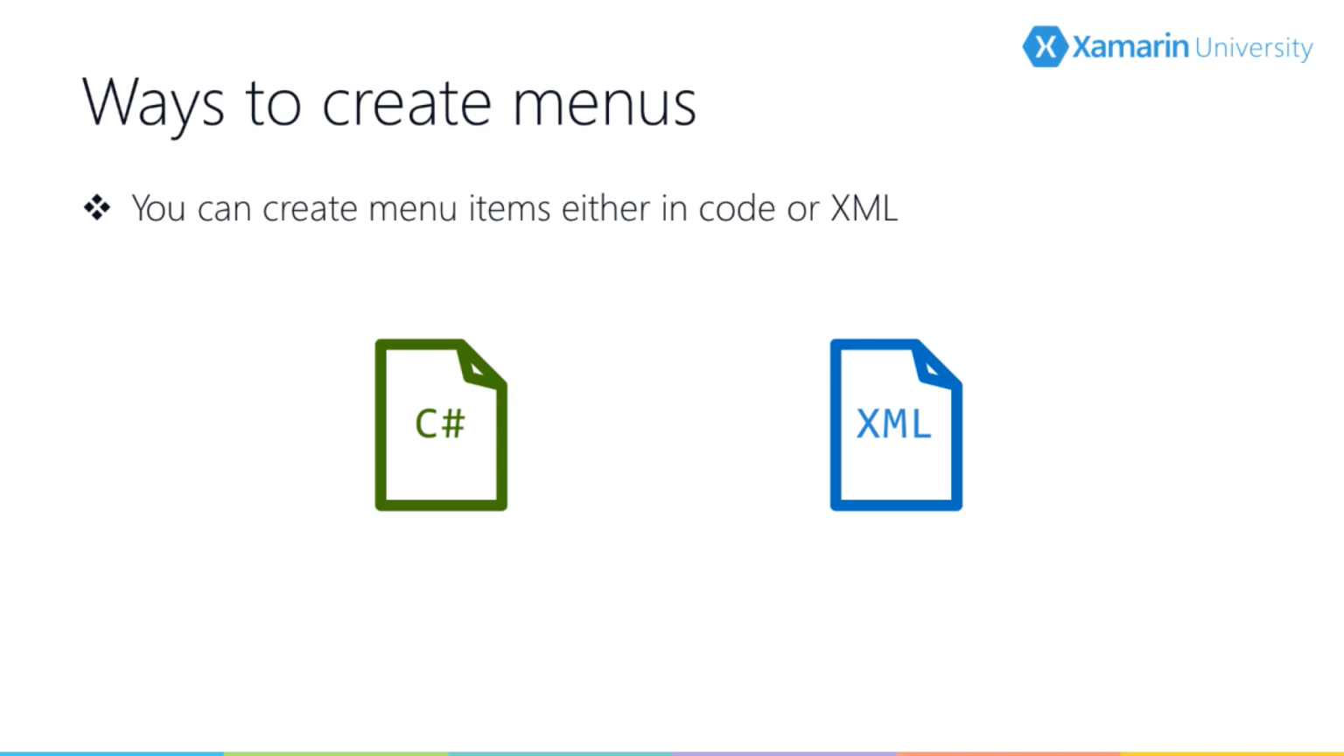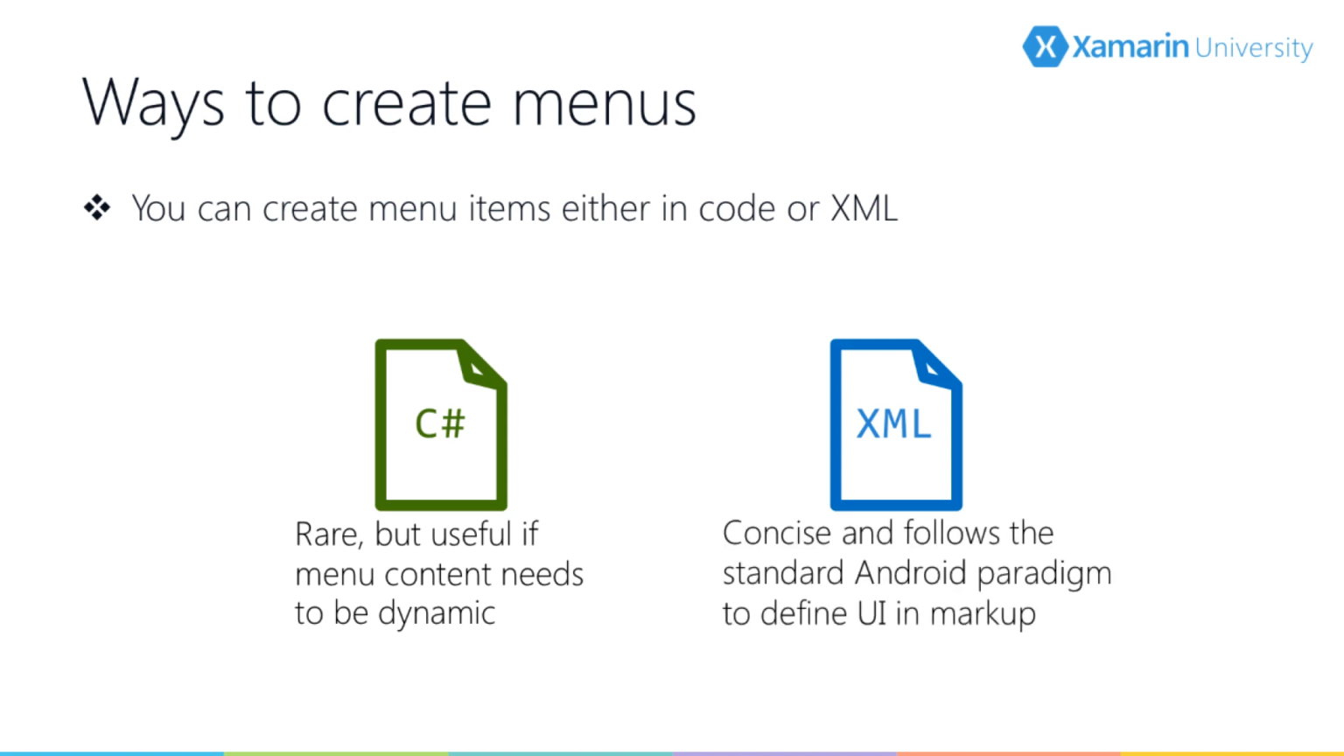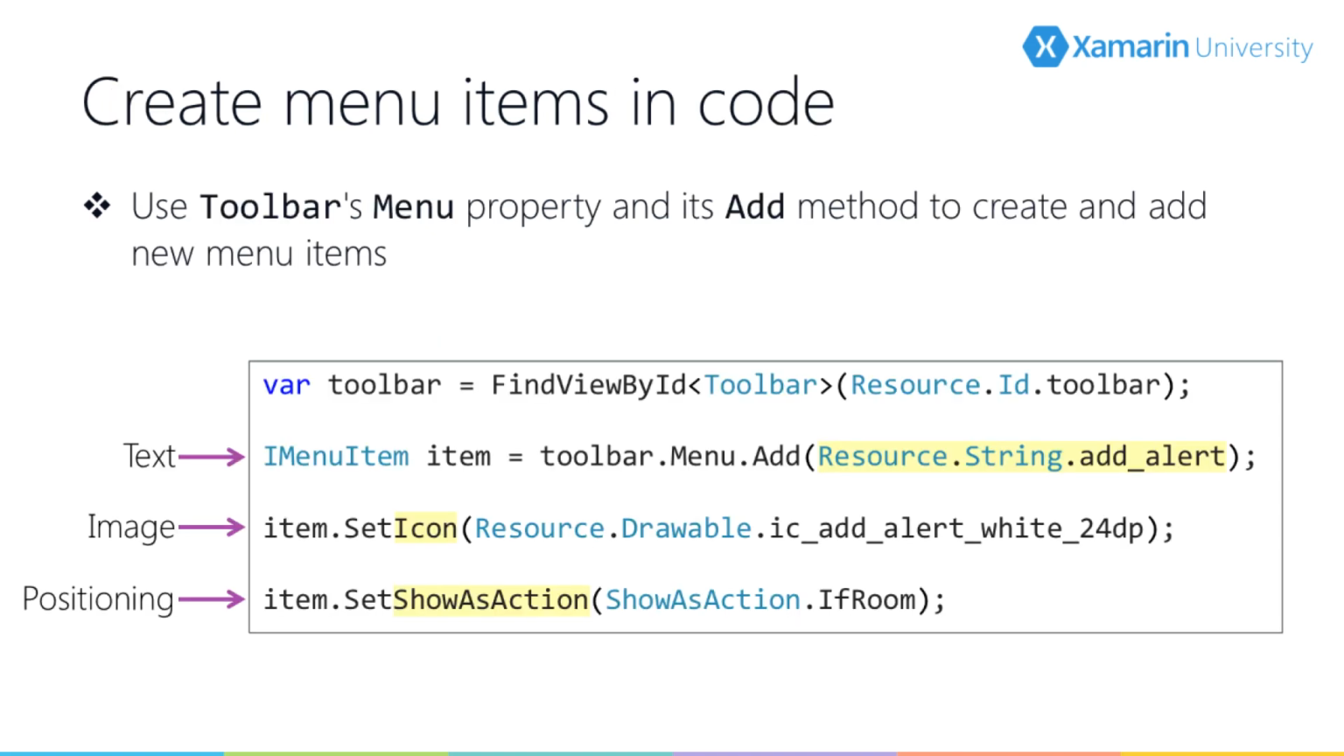There's two ways to build these menus. You can do it either in code, which is useful in some cases where the entries need to be dynamic, or you can do it in XML, which is more common. We'll look at both, but we'll spend the majority of our time on the XML case. Here's how to do it in code. You start by calling the Add method. So you look up your toolbar, you go to its menu, and then call Add. That does a couple of things. It adds a new entry to the menu. It also sets the title. See how you pass in Resource.String.whatever, and it returns back to you an IMenuItem reference, which you then can use to set any of the other properties that you need.